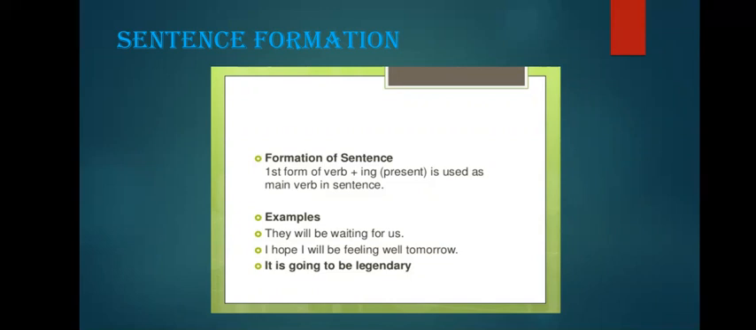It will be written as subject they, plus will is the helping verb, plus be, plus ing form of verb, plus object. So they will be waiting for us. They will not be waiting for us. Will they be waiting for us? I hope I will be feeling well tomorrow. In future continuous tense, you are always going to use the ing form of verb.